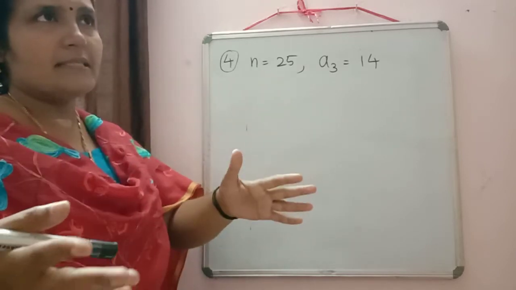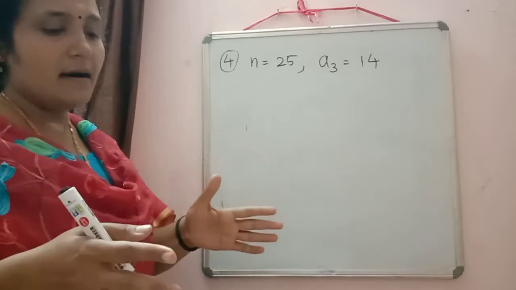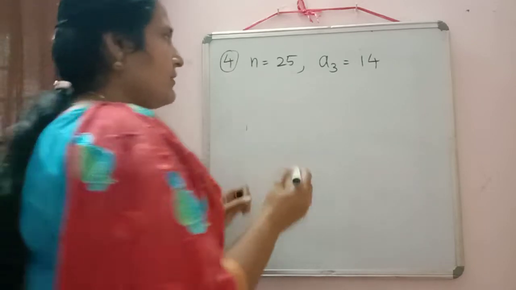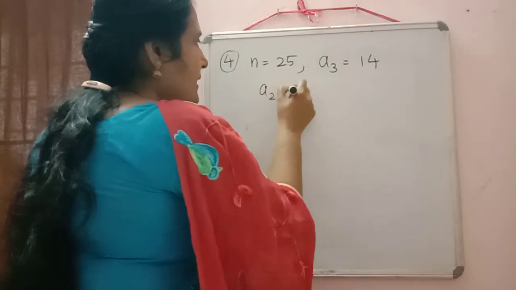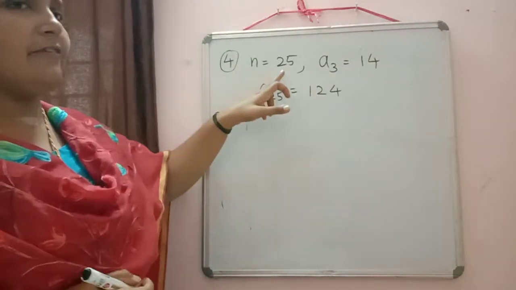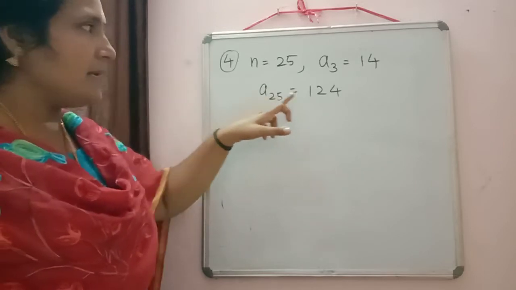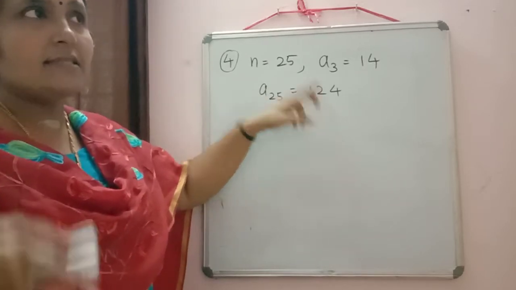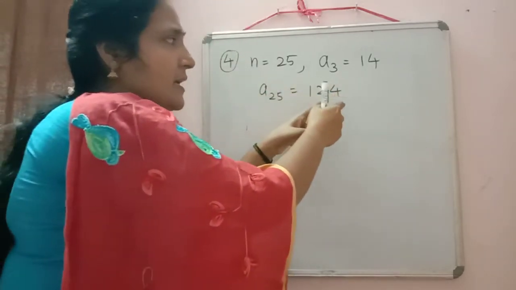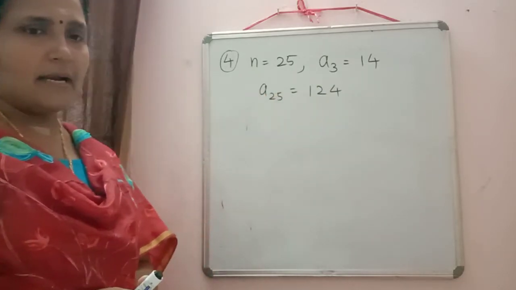Only 25 numbers are there and 124 is the last term, means 124 is the 25th term. We have a25 is equal to 124. Total 25 numbers are there. In that 25 numbers, the last term is 124. So it means the number which is in 25th position is 124. So we have a25 is equal to 124.